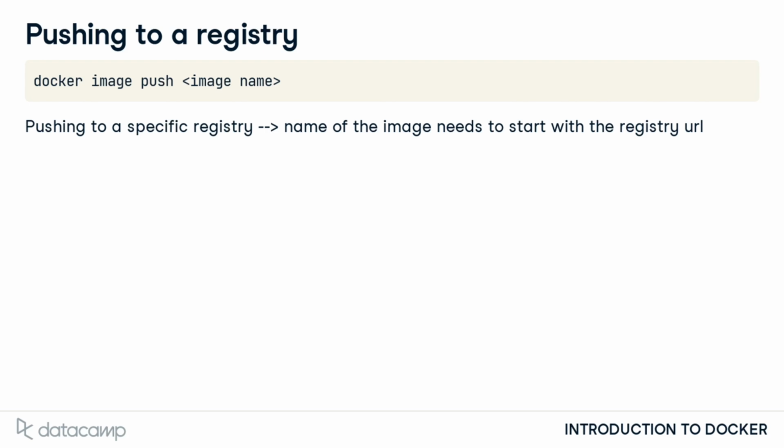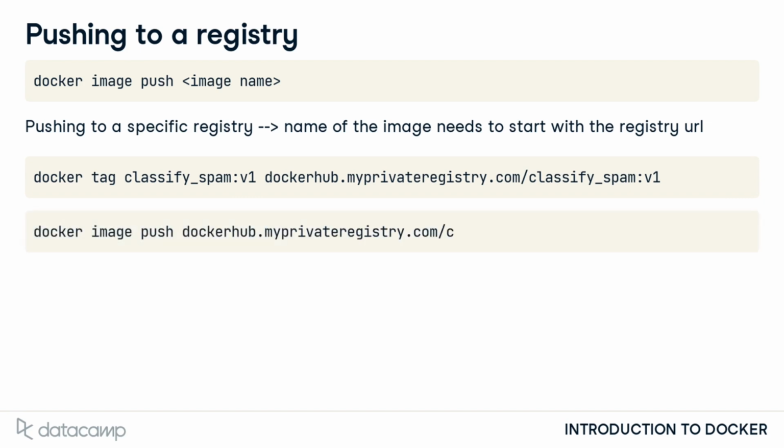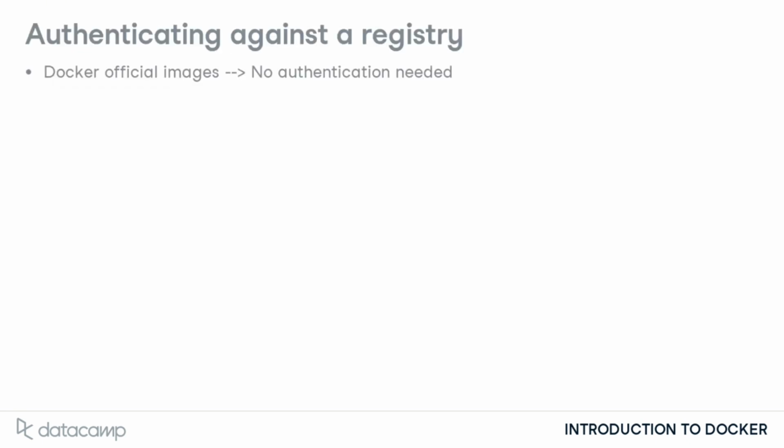We can do this by renaming the image using docker tag. For example, if we have the image classify_spam:v1 and we want to push it to docker.myprivateregistry.com, we would use docker tag followed by the image we'd like to rename and then the desired new name, including the URL of the private registry. After renaming the image, we can use docker image push followed by the image name to push the image to our private registry.